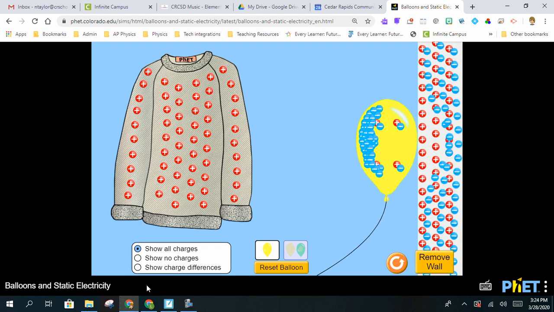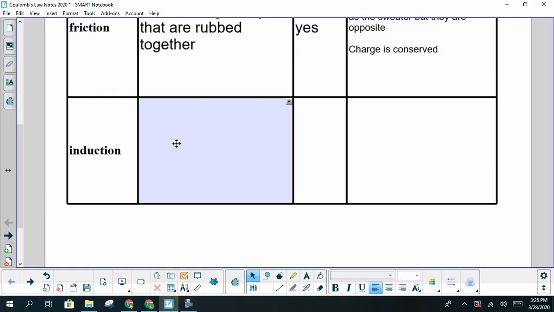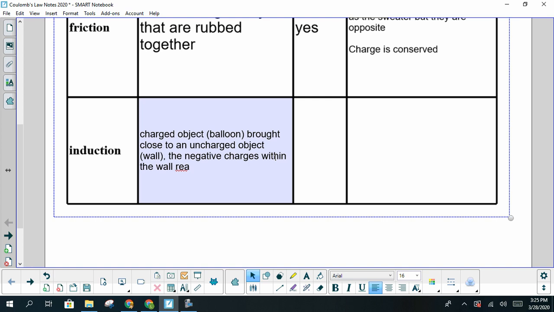And that's what an induction is. So if we go and look at this very last row, an induction is when you have a charged object brought close to an uncharged object. So if we want to put parentheses in here so we know that this is the balloon, brought close to the uncharged object, like the wall, the charges, and I'll say the negative charges within the wall, rearrange themselves.